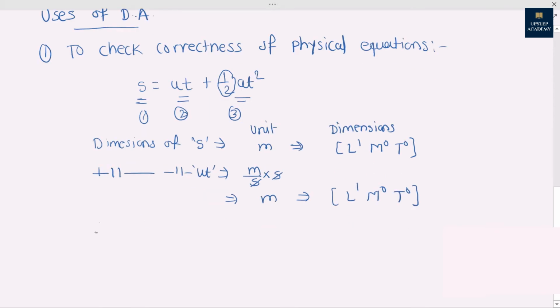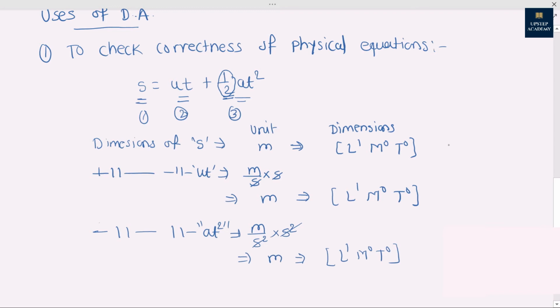Okay, let's go for our third physical quantity, that is at square. As I already told you, this 1/2 is a constant which is dimensionless, and we don't have to consider it while doing dimensional analysis. So what will be the unit of it? The unit of acceleration is meter per second square, and this time square is nothing but second square. So second square gets cancelled, and ultimately its unit will become m, and its dimensions eventually L raised to 1, M raised to 0, and T raised to 0.